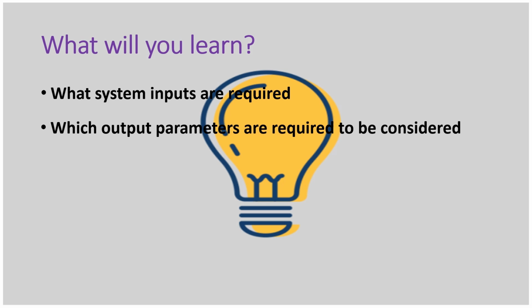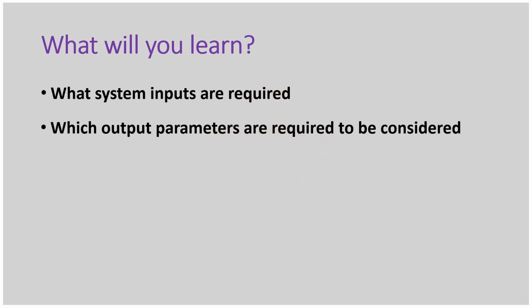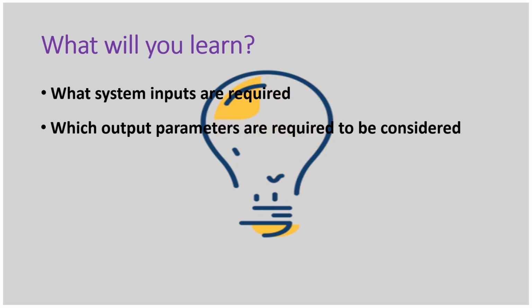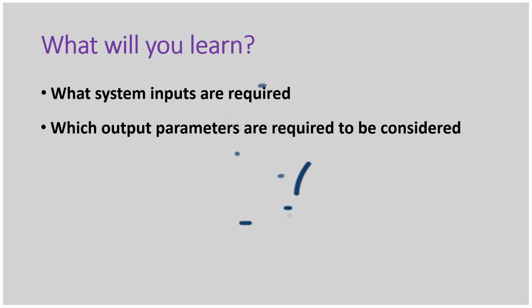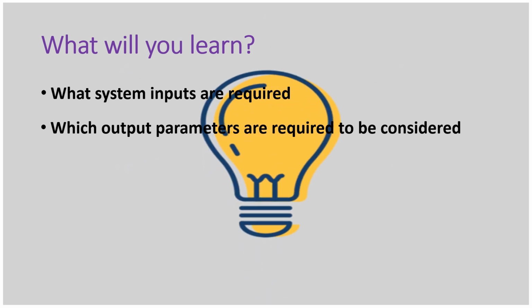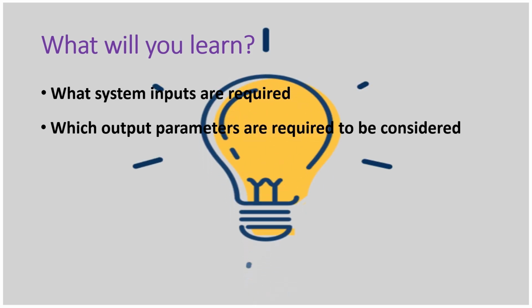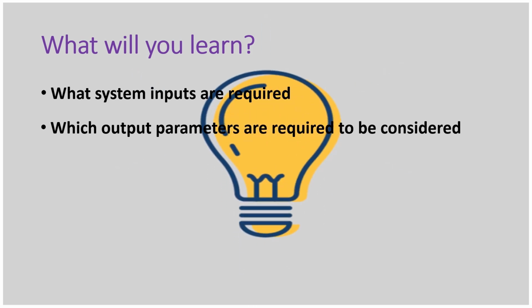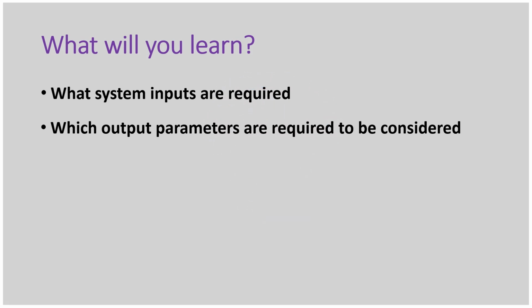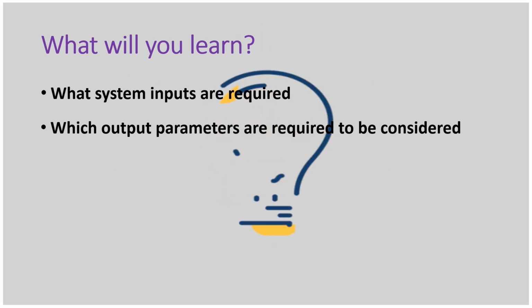Then the second part is what output parameters are required to be considered. Whenever you design something, let's say in our example you want to push a 10 kg load, which kind of cylinder will you pick, what will be its bore size. Now the bore size is the output parameter, so this digital tool will help you to decide which bore size you should select, and it will give you some output calculations which will be compared with your input parameters. That is a very important factor, so that you know whether your system is safe or not, whether your selection is proper or not.